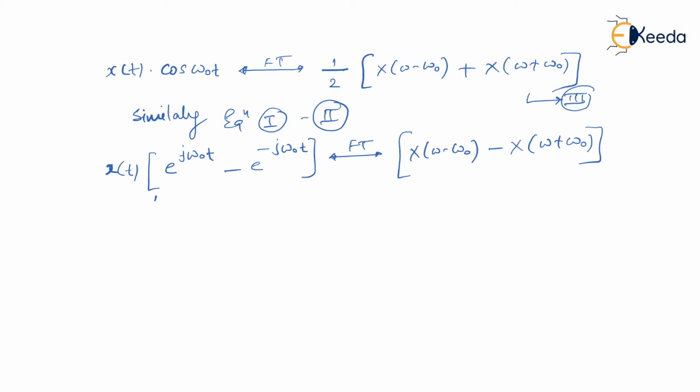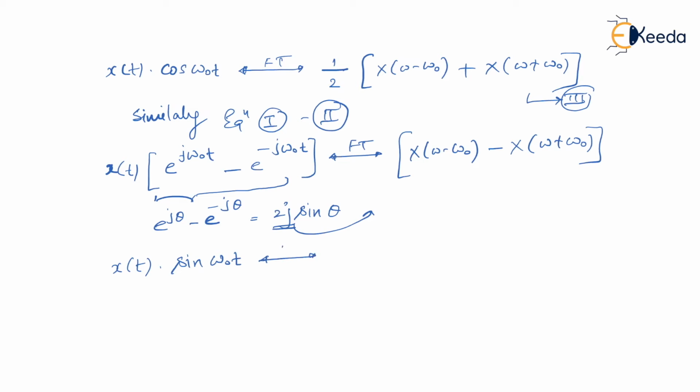Is that right? So we know that e to the power j theta minus e to the power minus j theta is twice j sin theta. So e to the power j theta minus e to the power minus j theta is equivalent to 2j sin theta. So by using this concept, I can write x of t. Now I can replace this with sine of omega naught t, and 2j, since it is constant, I can transfer it to the right hand side, and it will have a Fourier transform as 1 upon 2j, X of omega minus omega naught minus X of omega plus omega naught.